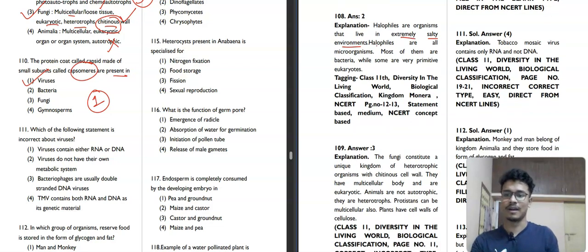Question number 111. Which of the following statements is incorrect about viruses? Viruses contain either RNA or DNA? Absolutely correct. Viruses do not have their own metabolic system? Absolutely correct. They are dependent on their host metabolic system. And bacteriophages are usually double-stranded DNA viruses? Absolutely correct. TMV contains both RNA and DNA as the genetic material. This statement is contrasting. This is not correct because Tobacco mosaic virus, or TMV, only contains RNA, not DNA. That's why fourth option will be our correct answer.